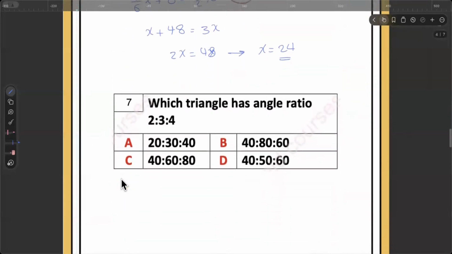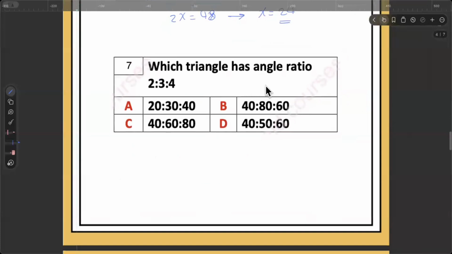Question 7. Which triangle has angles in the ratio 2 to 3 to 4? First of all, because we have a triangle, you have to check that the sum of the angle measures equals 180. As you know, the sum of the interior angles of a triangle equals 180. So if we add 20 plus 30 plus 40, it will not be 180. 40 plus 60 plus 80 will be 180. Also 40 plus 60 plus 80 will be 180. 40 plus 50 plus 60 will not be 180.